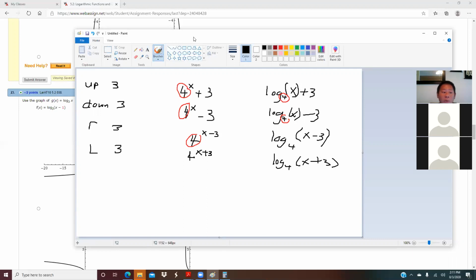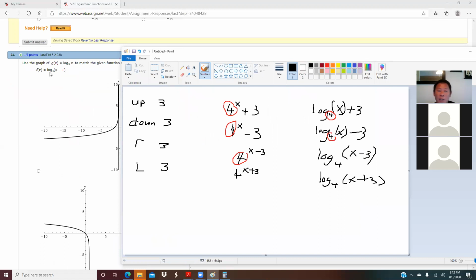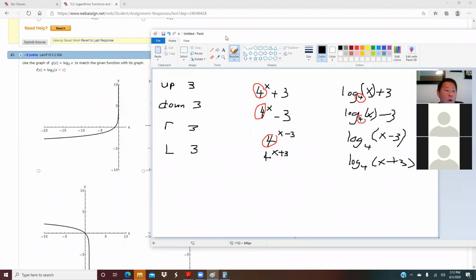So can someone tell me on question 23 here, what transformation do we have? Up, down, left, or right? Don't give me one. I want to know. Type down, left 1, right 1, up, down. I don't know which one. Jackson is correct. Pasi is correct. Adam, right is correct. So this one you move right 1.